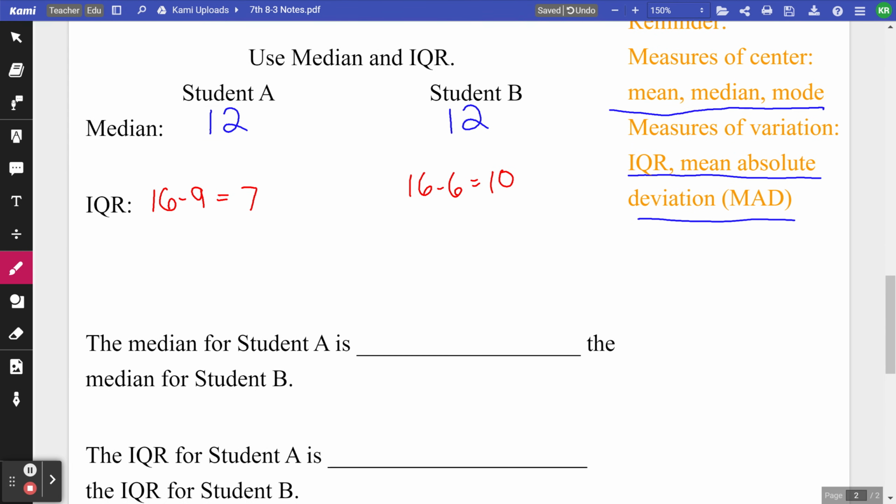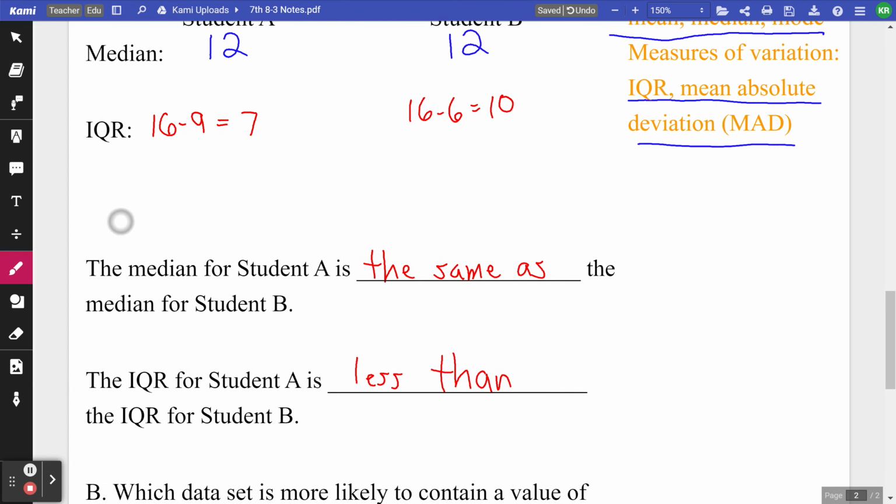So then we want to compare them. So we look down here at this sentence. The median for student A is blank the median for student B. So in this case, it would be the same as, or equal to, you could say, because the medians are the same. The IQR for student A is going to be less than or smaller than the IQR for student B.